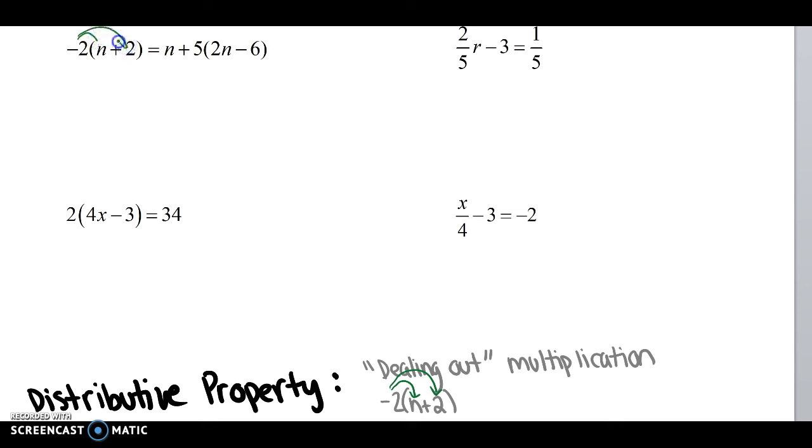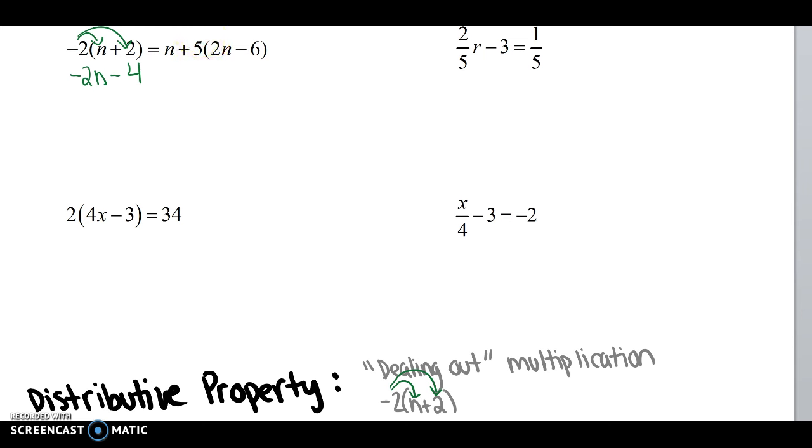So let's actually do that here. I'm going to do that first. So I'll have to do negative 2 times n, which is negative 2n. Negative 2 times positive 2 will give me a minus 4. 2 times 2 is 4. Negative times positive is negative.